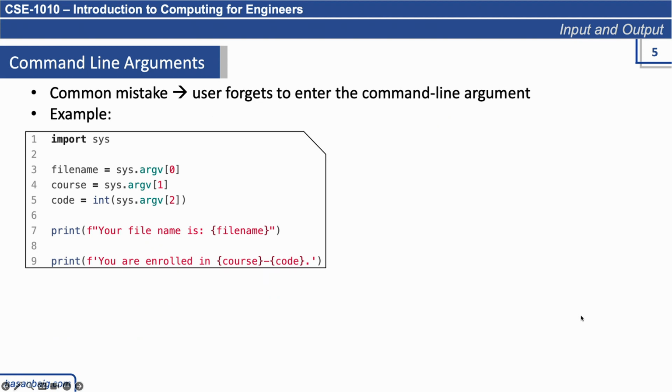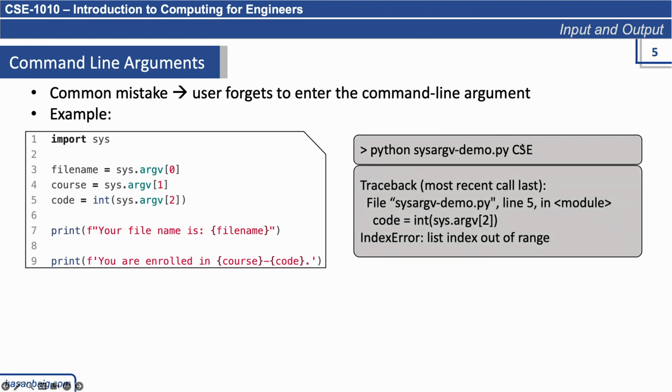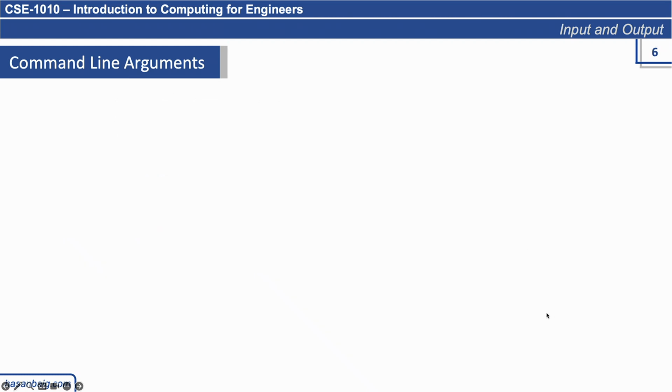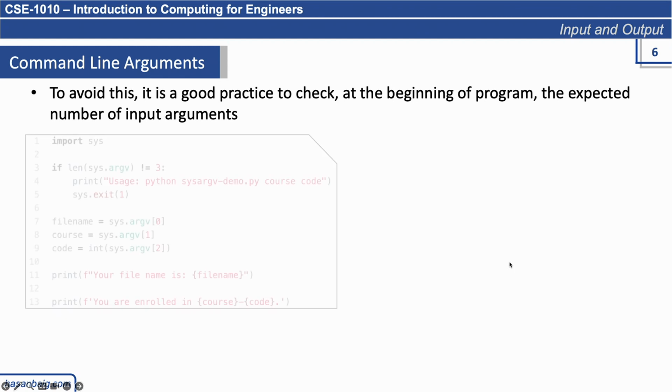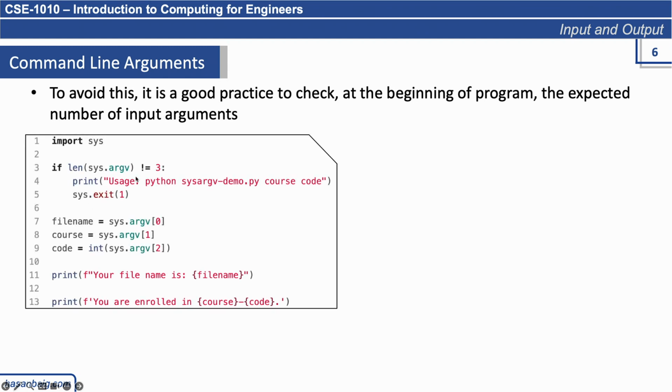So I have already explained it to you. Common mistake. We forgot the second argument here, and it gives you an error, list index out of range. To avoid this, it's a good practice to check, of course, every time. So this is the same thing again here.